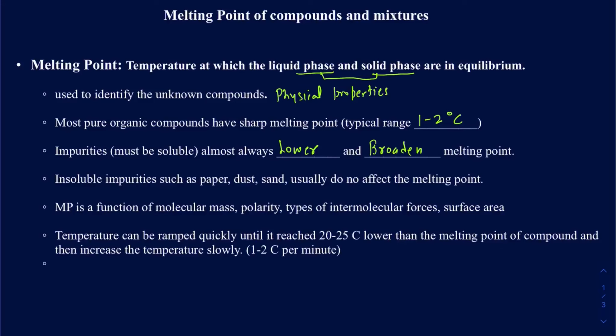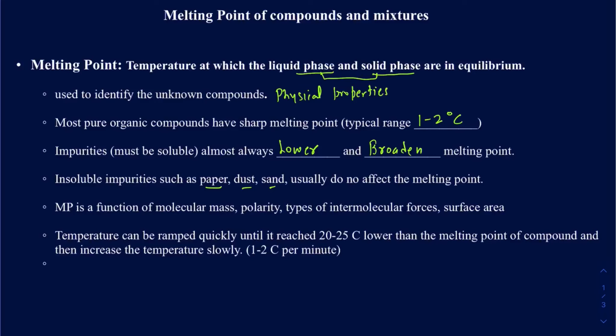However, if you have insoluble impurities, such as paper, dust, or maybe sand in your sample, and that sand really doesn't interact with your compound, it's just there but not making any sort of interactions. In that case, the melting point is usually not affected. You may see that dust or sand, if it has a higher melting point than your compound, once your compound is melted, floating in the liquid. But that's just sand or impurities that are not soluble in the solid, and they're not affecting your melting point.